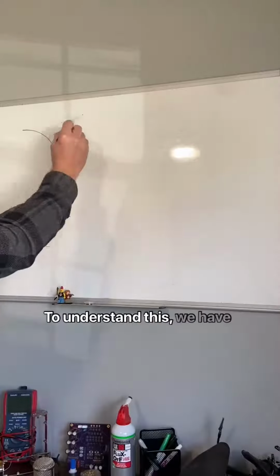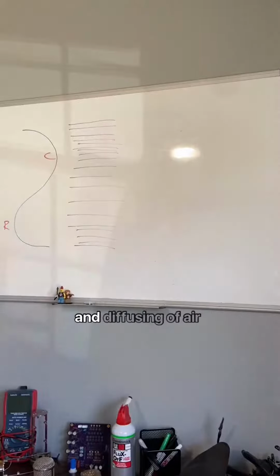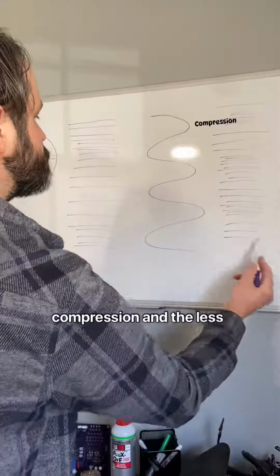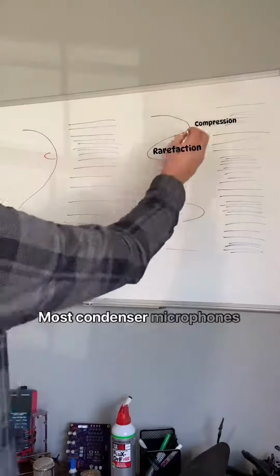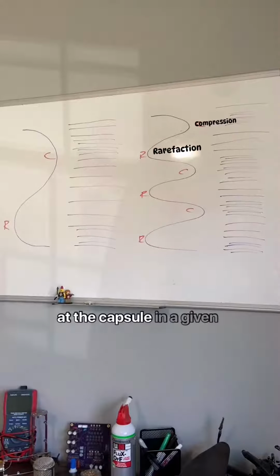To understand this, we have to understand how sound works in air. Sound waves are the bunching and diffusing of air particles. The denser parts are called compression, and the less dense parts are rarefaction. Most condenser microphones are pressure microphones where they measure the air pressure at the capsule in a given moment.